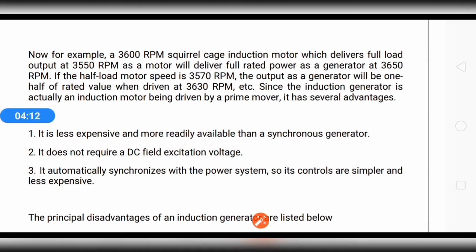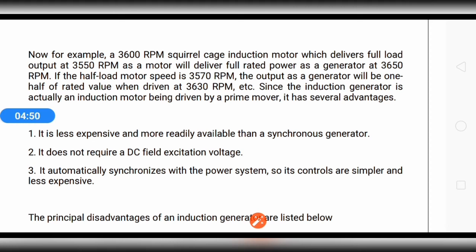And if the motor is running at half load at 3570 rpm, means 30 rpm difference is there from the rated speed, then if we want it to run as generator, the machine should run at 3630 rpm. So we can conclude that only the same difference is added to the rated speed if we want it to be run as the generator.